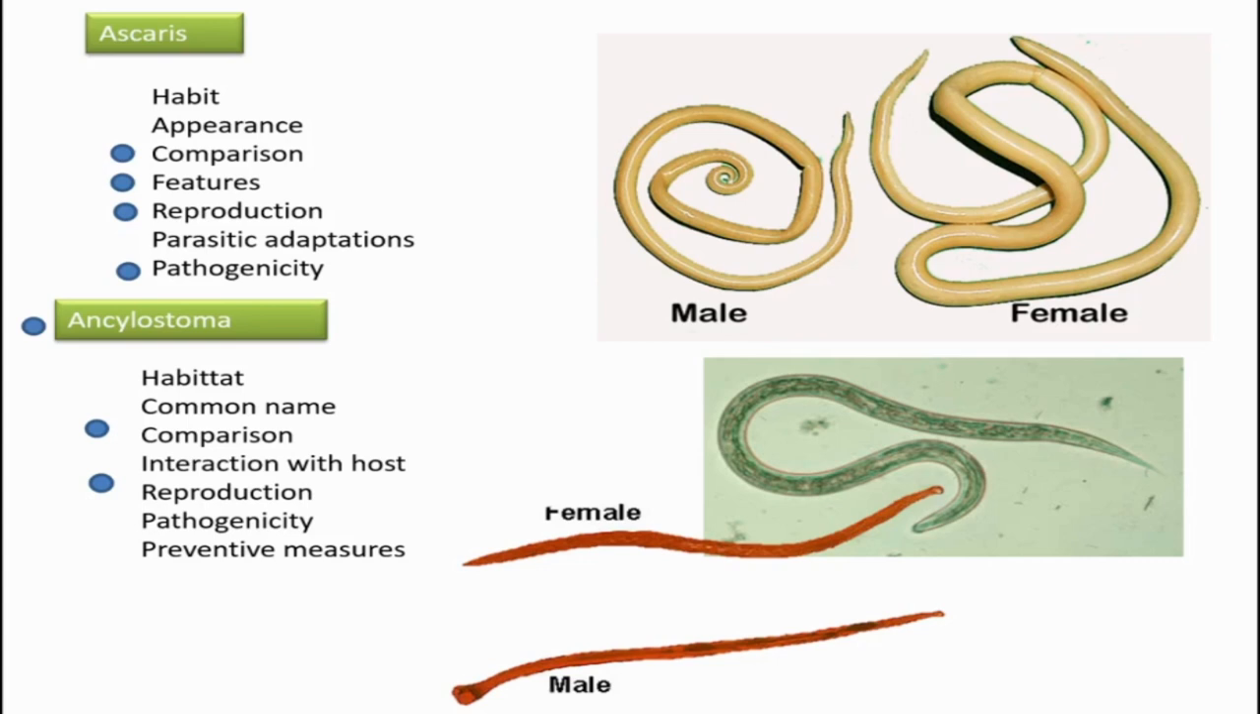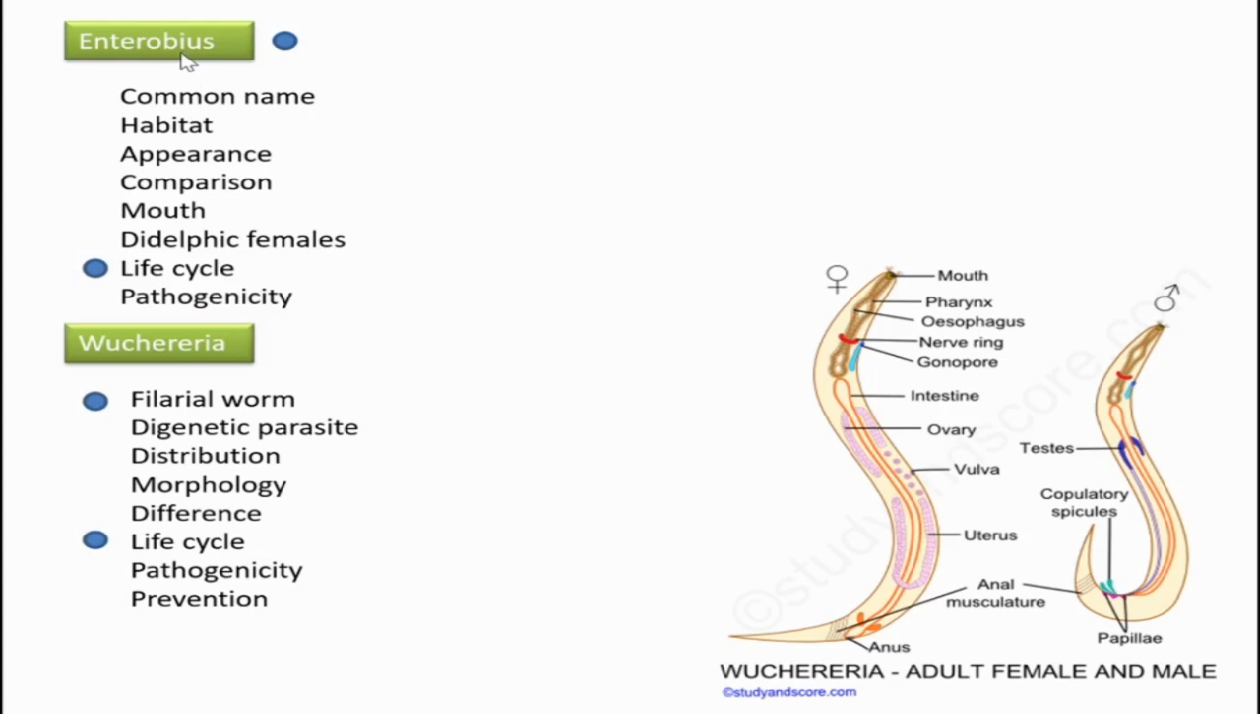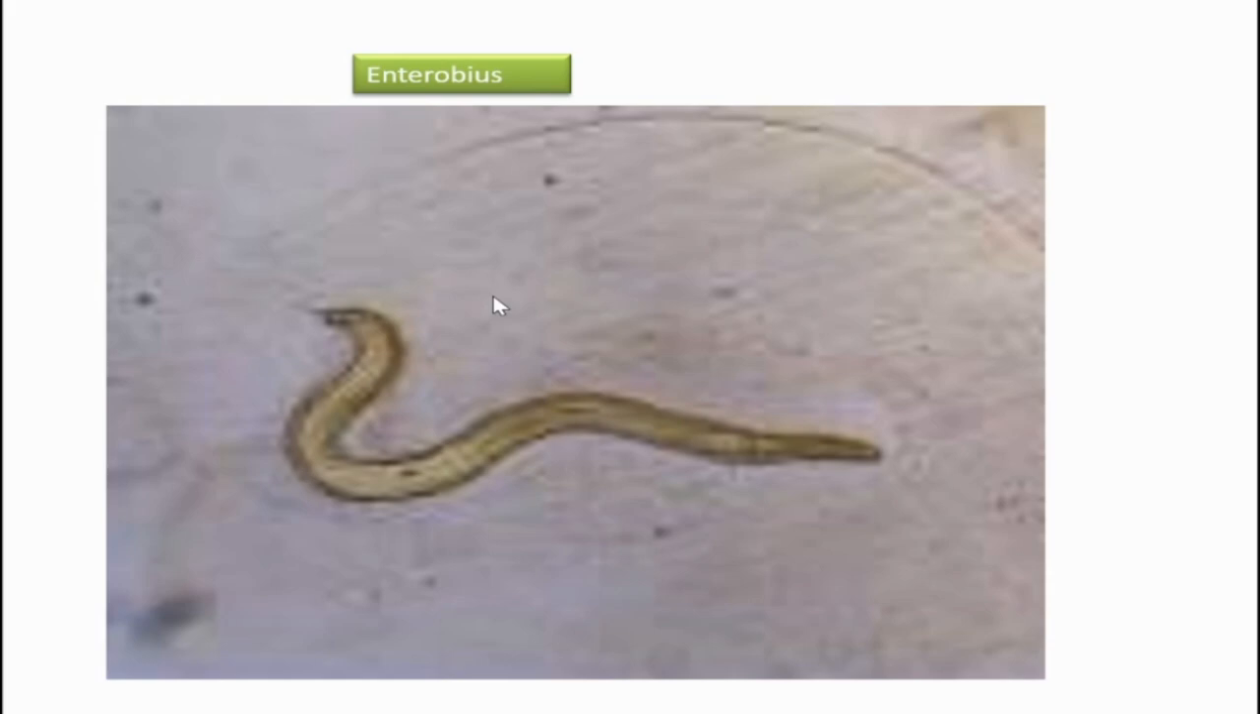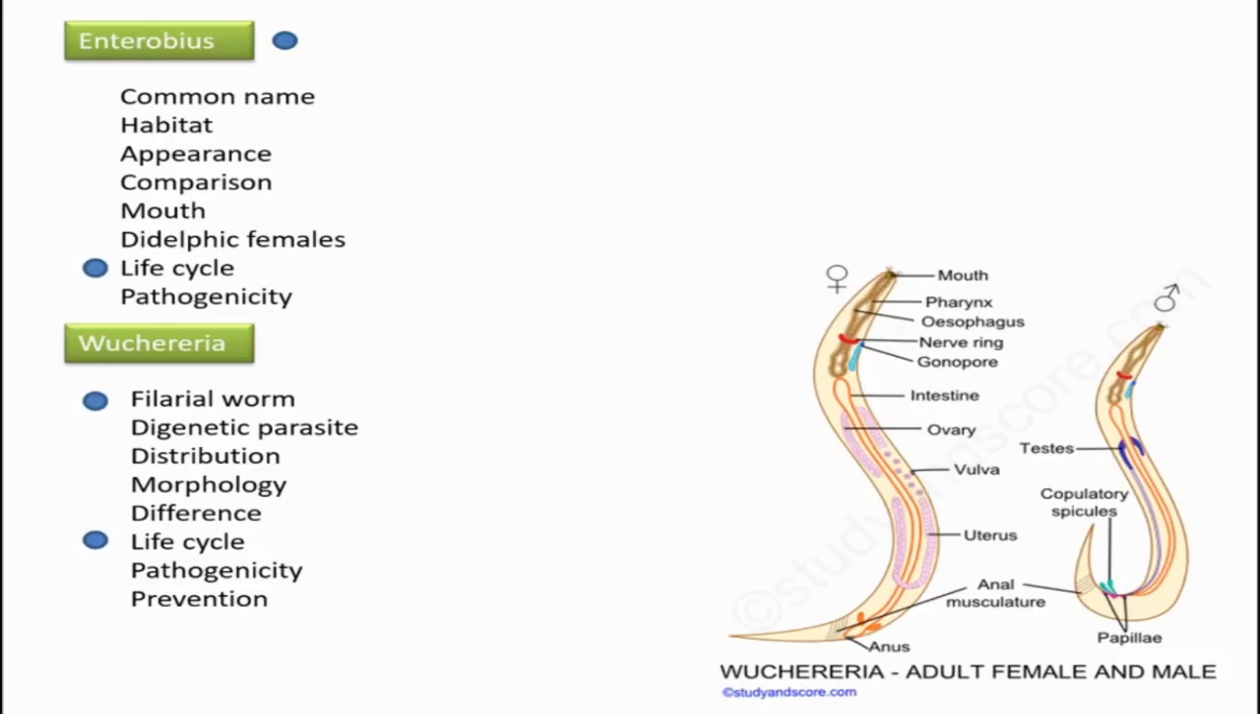Next, Enterobius. Enterobius is also an example of a nematode. Okay, I will show the image of this one. This is Enterobius. Its common name is pinworm. It is called pinworm, seed worm or threadworm. The common species is Enterobius vermicularis.